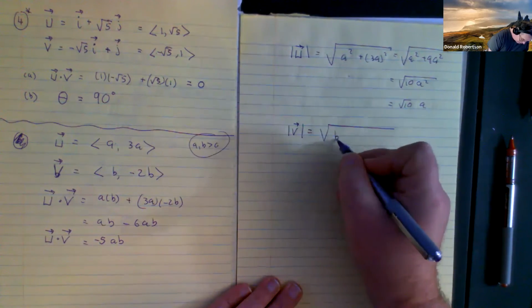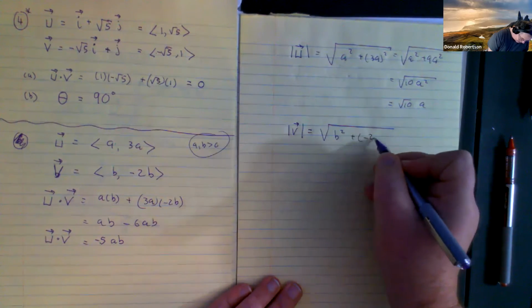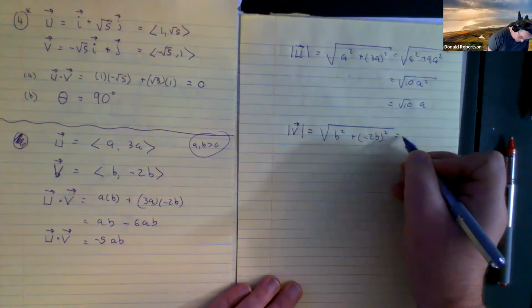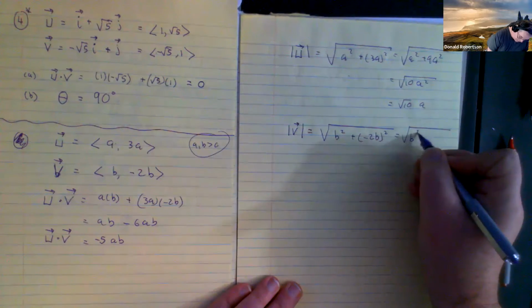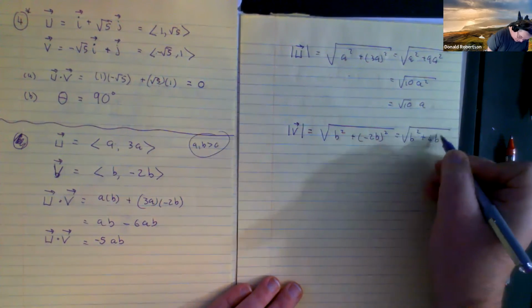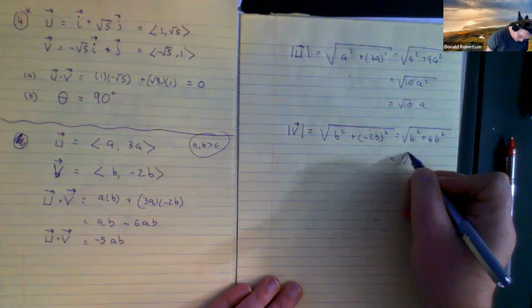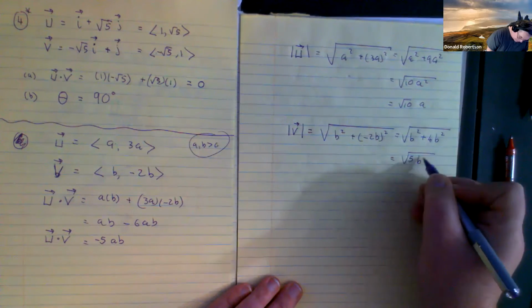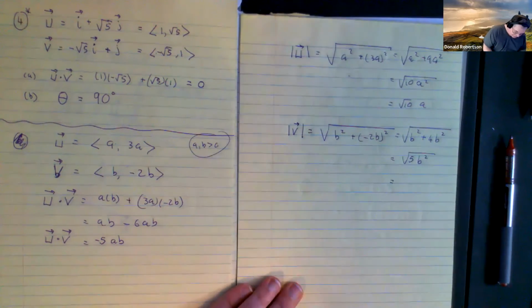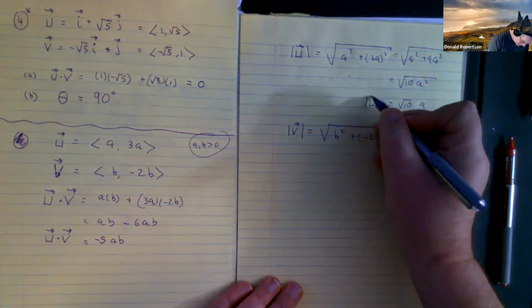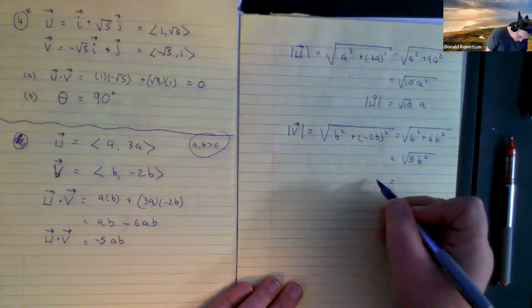Now let's find the magnitude of this guy. He's going to be B squared plus negative 2B squared. So that's going to be B squared plus 4B squared, which is going to be the square root of 5B squared. What does that guy simplify to?